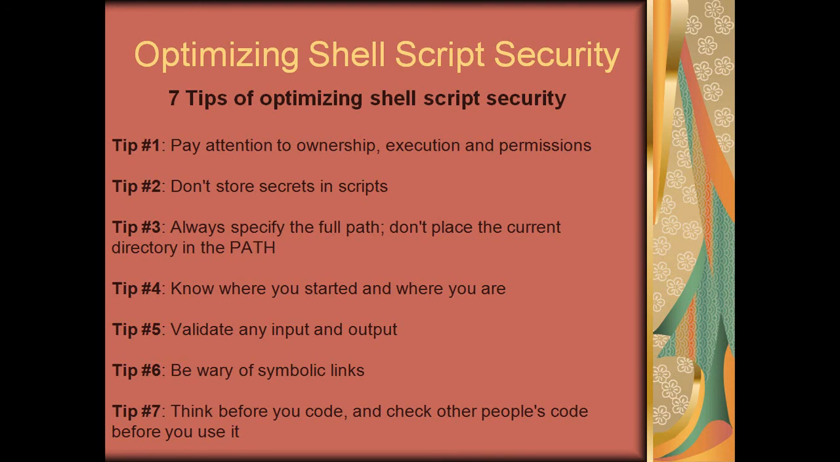Tip 4, know where you are and know where you started. Tip 5, validate any input and output. Tip 6, be wary of symbolic links. And most importantly, tip 7, think before you code and check other people's code before you use it. People create code for their own benefit and use. You can use part of their code to enhance or implement your code, but just be wary of that. Think carefully before using their code in your own code.